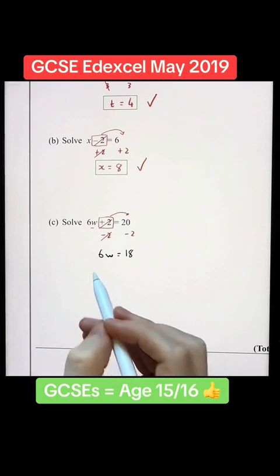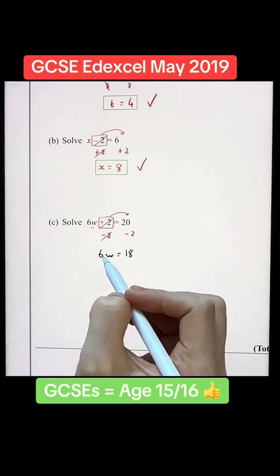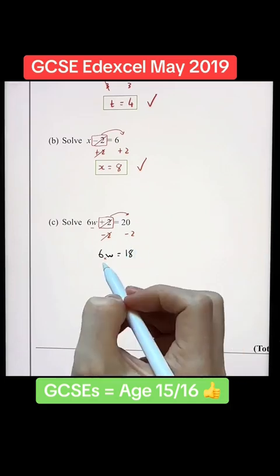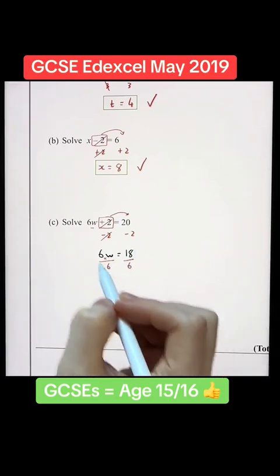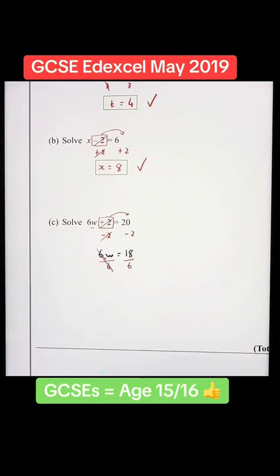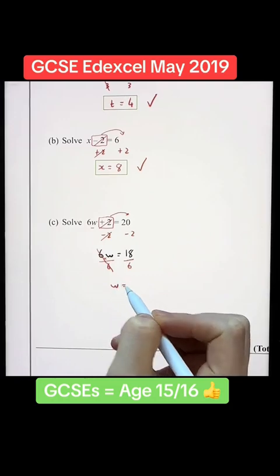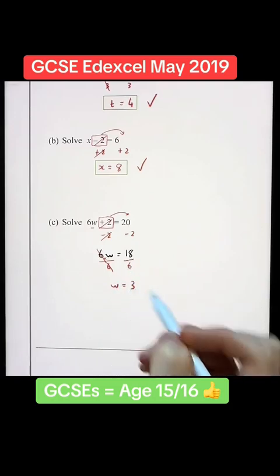I know 6w in algebra, if there's a number in front of a letter, that means to multiply. So the opposite of times by 6 is to divide both sides of my equation by 6. On the left-hand side, 6 over 6 will cancel to leave us with w. And on the right-hand side, 18 divided by 6 gives us 3.